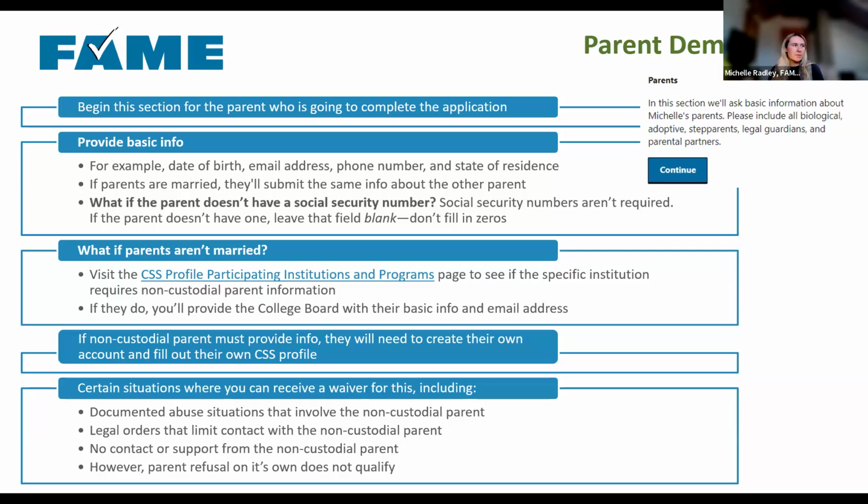But the basic information that the parent will be asked, similar things, date of birth, email address, phone number, and they'll even be asked their social security number. So like I alluded to, that is totally optional whether or not they fill it out. One thing that they will want to know is if they do not have access to this parent's social security number, or the parent doesn't want to input their social security number for whatever reason, don't input zeros in this. Just leave it blank if you're not going to provide the social security number in this piece. If the parent is married, they'll submit the same information about the other parent as well. Just again, those basic demographic pieces.